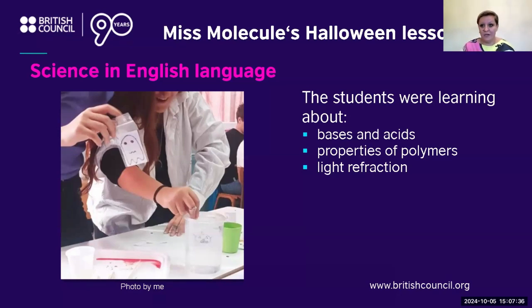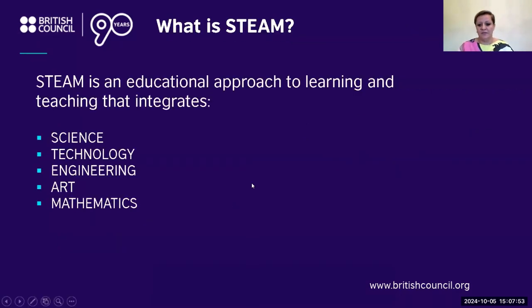Do I remember any of these from my primary or secondary school? Of course I don't, but I wanted my students to understand why certain things happen. So I first had to learn them myself. What is actually STEAM? It's an educational approach to learning and teaching that integrates 5 disciplines: science, technology, engineering, art, and math.